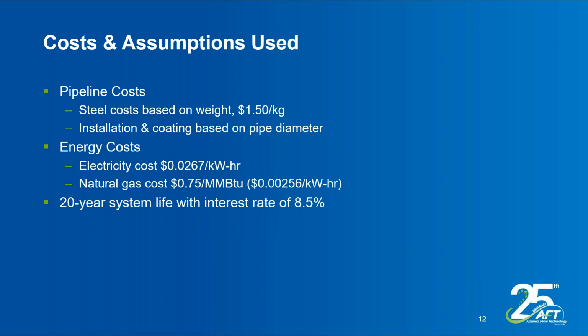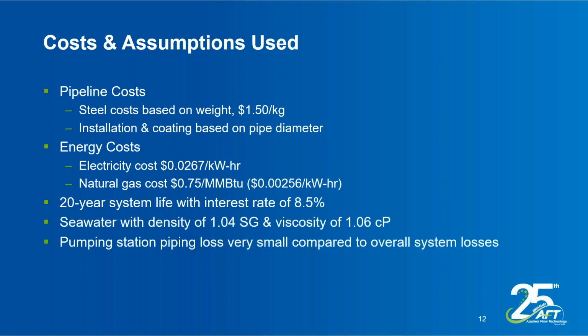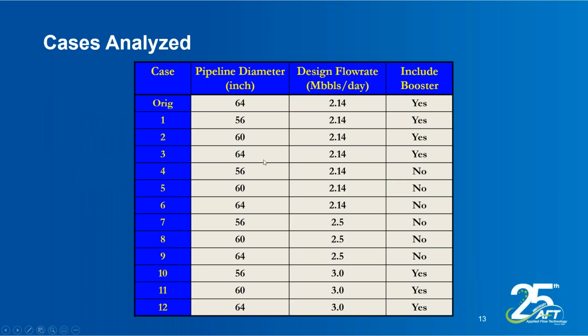They also built in an interest rate of 8.5%. Seawater was the fluid being pumped, and this is the list of all the different cases that they examined. So the original case was their original operating flow rate of 2.14 million barrels a day based upon a 64-inch diameter pipeline, and it required the booster pumps. Several other cases were examined. The first 3 cases looked at different diameters with the booster pumps, and then the second 3 cases looked at the same 3 diameters without booster pumps.